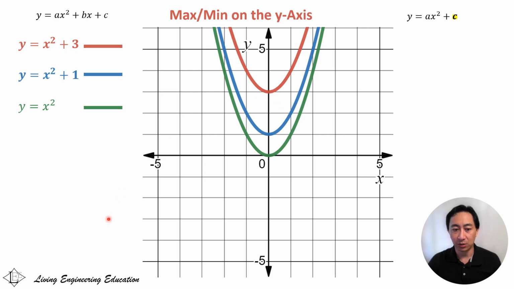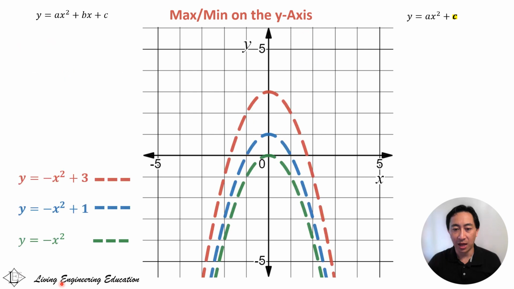We can also see what happens when we have it as a maximum. So negative x squared is my reference graph. Then I put negative x squared plus 1, so my c value is 1. And negative x squared plus 3, so my c value is 3. And that still matches. So even if there's a negative a value, the c value is the point of intersection on the y-axis.